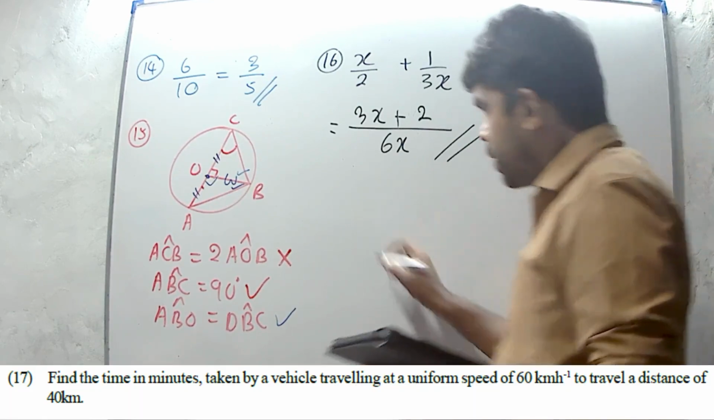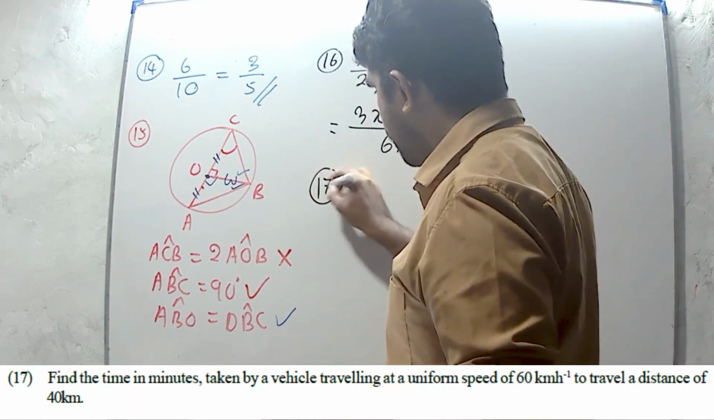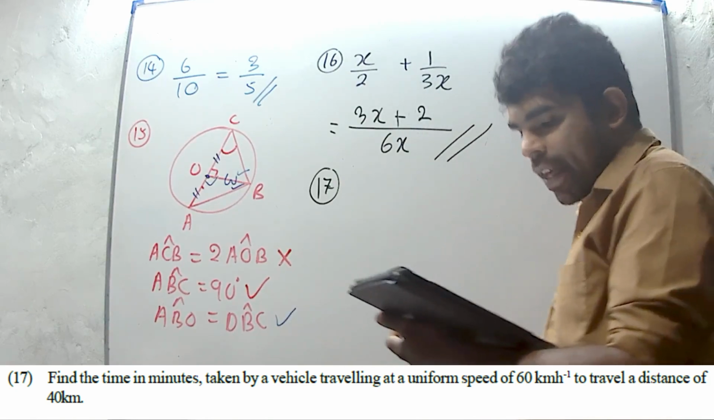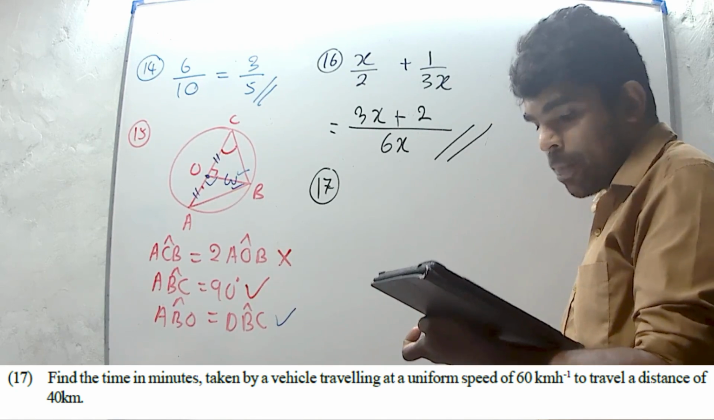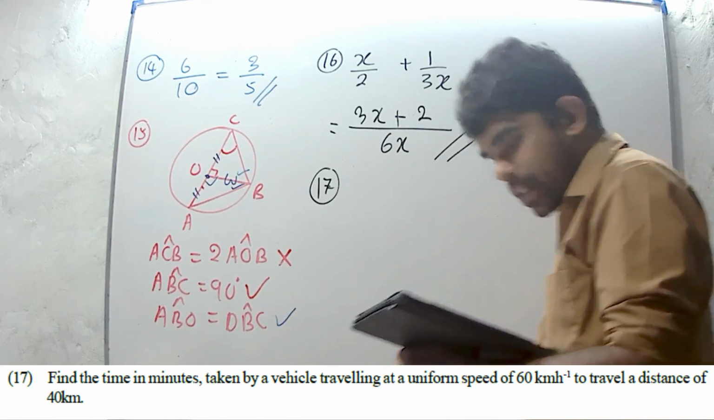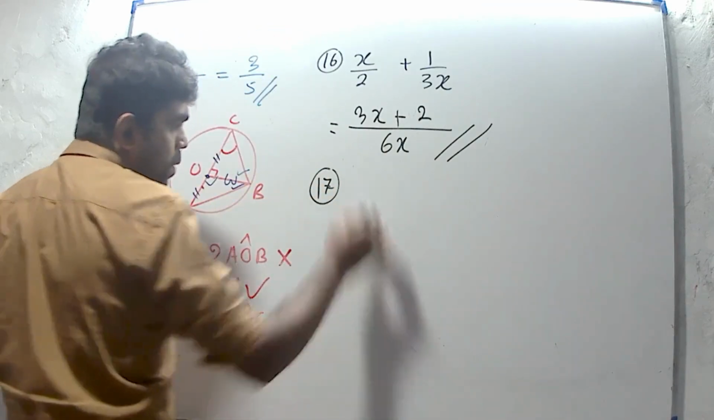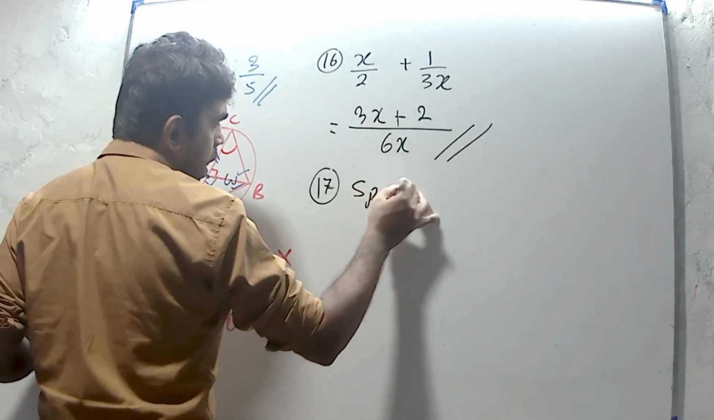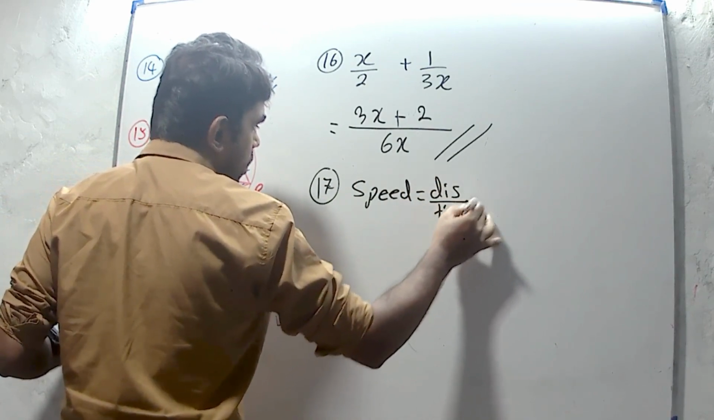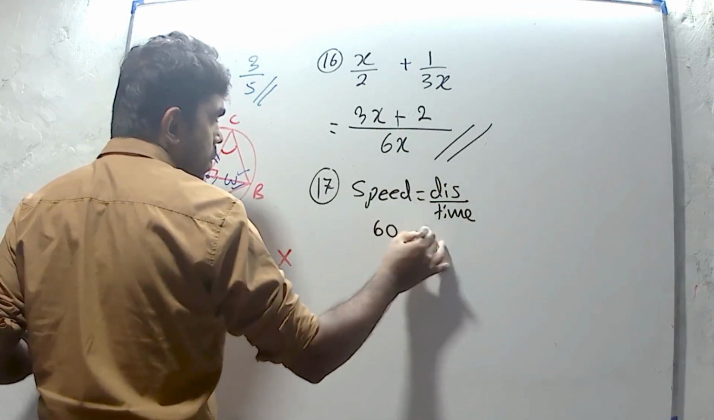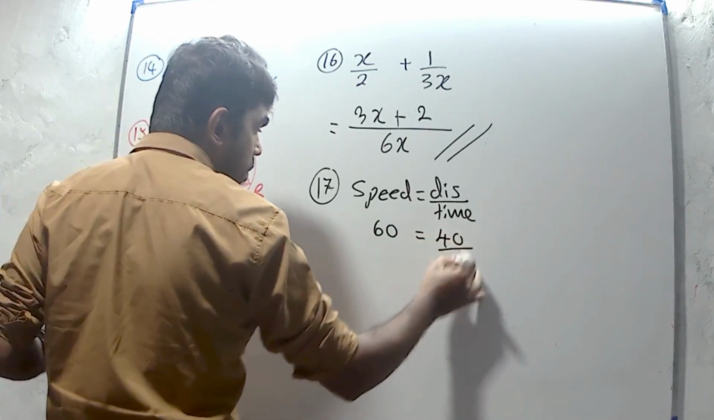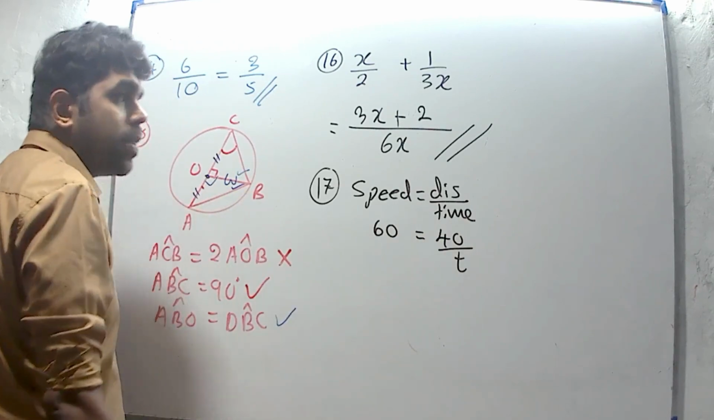Question number 17. Find the time in minutes taken by a vehicle traveling at a uniform speed of 60 km per hour to travel a distance of 40 km. I will write the equation for speed. Speed equals distance divided by time. Speed 60, distance 40 divided by time t. We have to find the time.